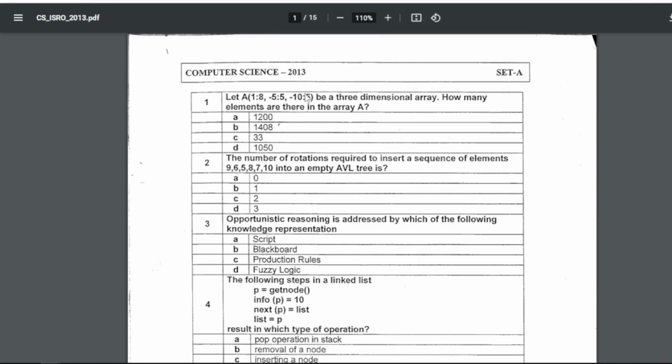The number of elements in the third dimension will be 15 minus (-10) plus 1, right? So that will give you 26... total number of elements will be equal to 8 into 11 into 16, so this way you will get 1408 as the answer here.